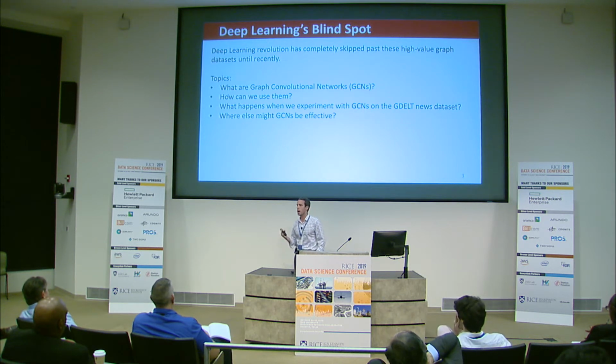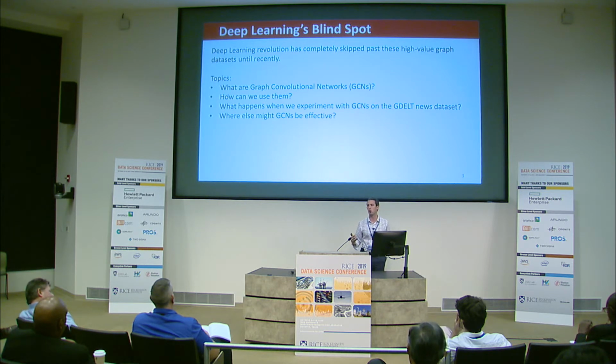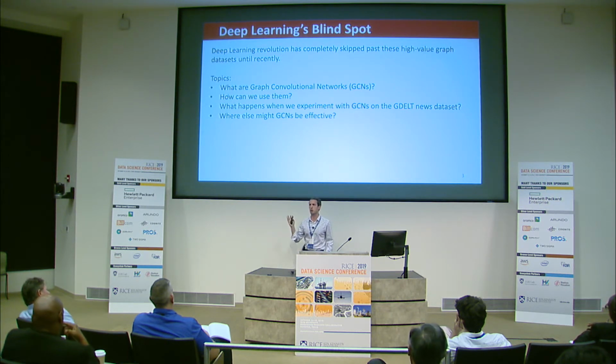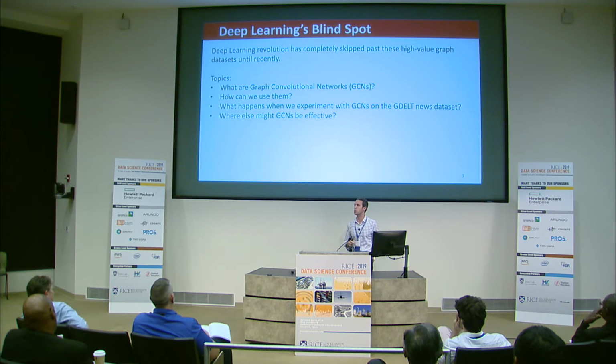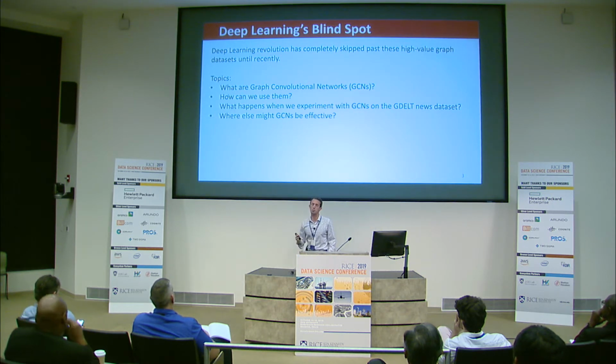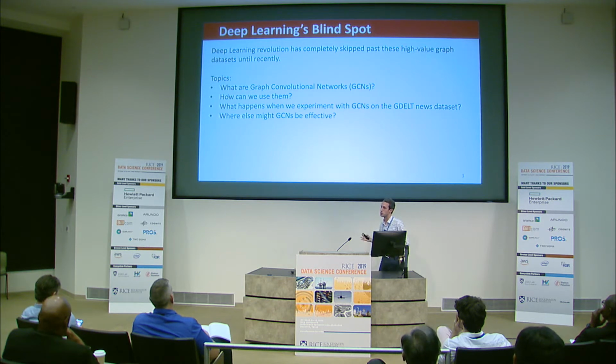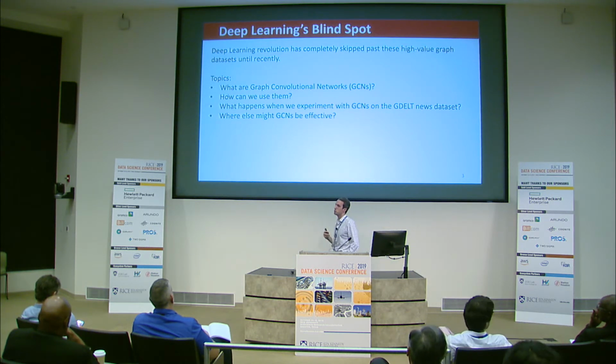And then I want to talk about how I've been exploring using them on a really cool streaming news data set called GDELT, which is basically a data set updated every 15 minutes from hundreds of thousands of news media outlets around the world in hundreds of languages. That tells you basically everything that's going on that you could care about. And then I'll wrap up by talking about other things, particularly ones that might be relevant to Houston companies, that you can use these GCNs for.